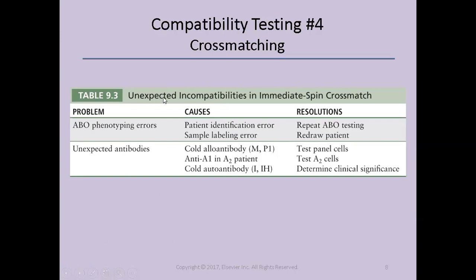Sometimes we can have unexpected incompatibilities that show up in immediate spin cross-matching. When we started this unit today, I mentioned to you guys that cross-matching is a double check on ABO typing errors. And so basically we can pick up ABO phenotyping errors of our recipient. Maybe there was a patient identification error when the phlebotomist was drawing the sample, or a sample labeling error. And so when we repeat the ABO testing, it could be picked up by an incompatible cross-match. Repeat ABO testing, the patient looks like they changed to be a different type, and we need to redraw the patient.